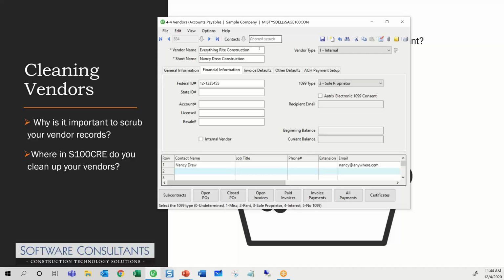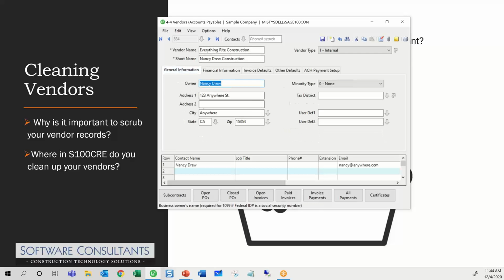And then another important thing is to make sure that the address matches and is accurate based on their W-9 too. So all this information, you don't have to Google it. You don't have to make it up. You just have the vendor fill out a W-9, and then you can get all that information off of them.